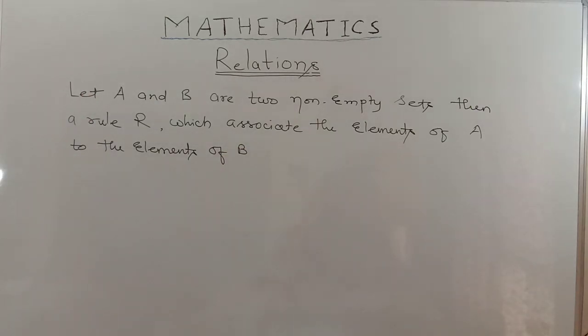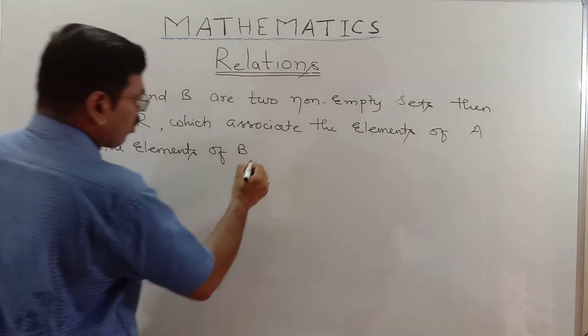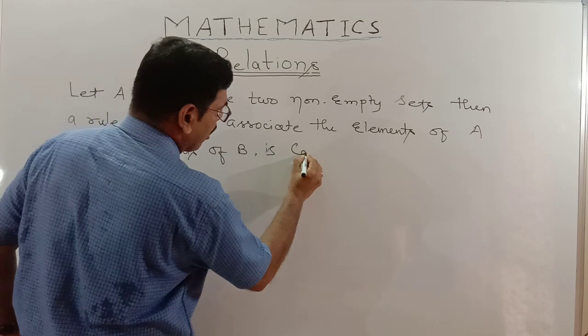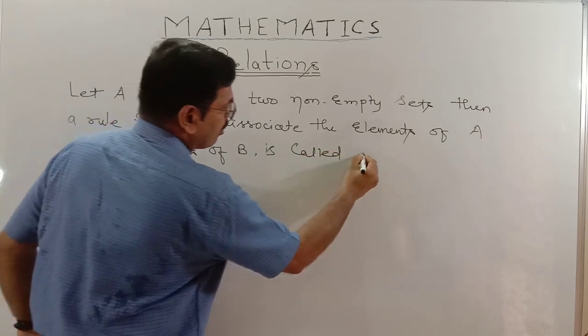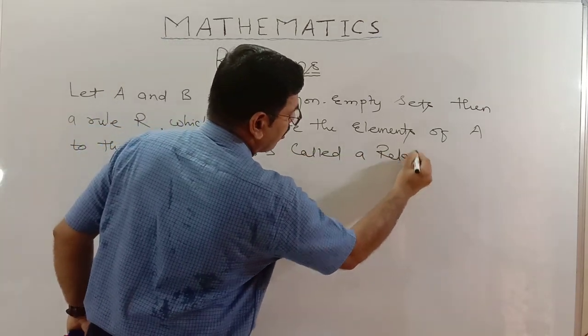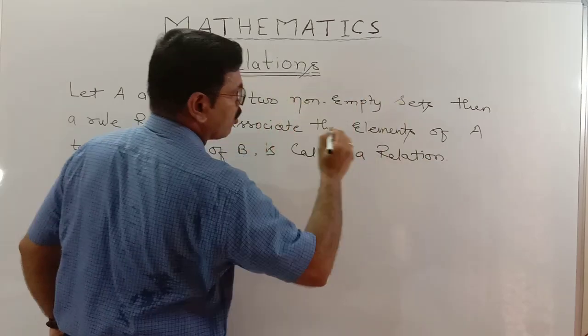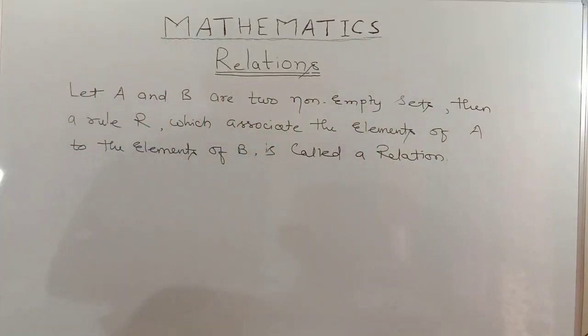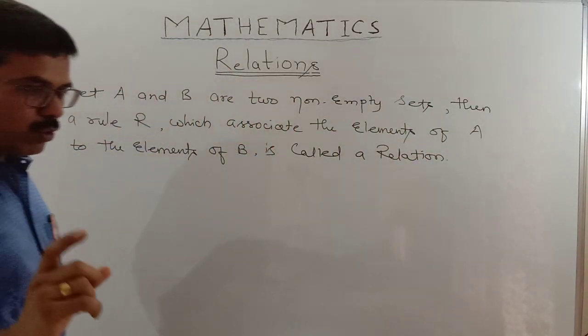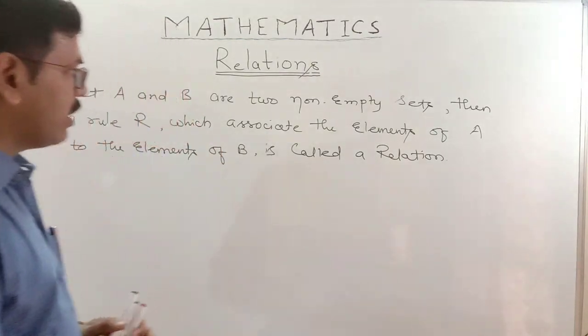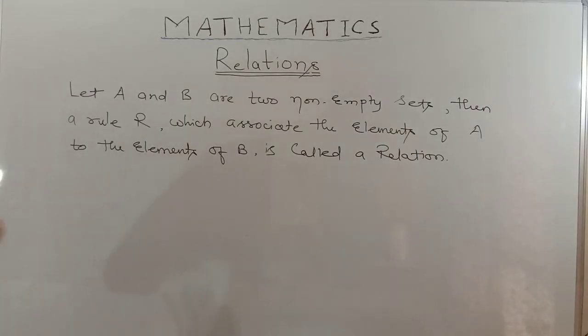Let A and B be two non-empty sets, then a rule R which associates the elements of A to the elements of B is called a relation. Okay, you must write that definition.